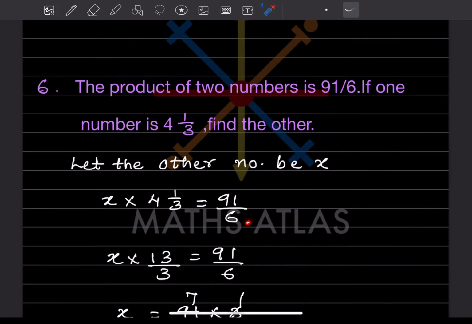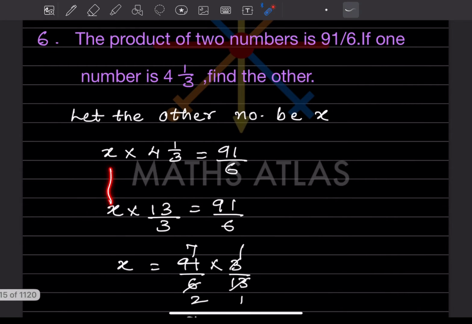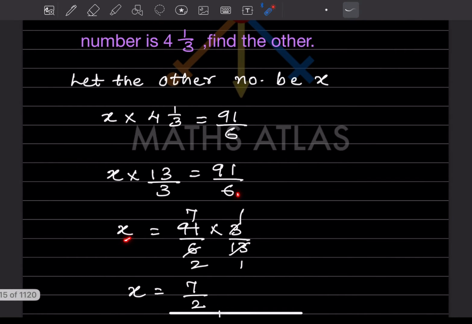So this is the important step. Now x will stay as it is. This is the mixed fraction, so that is going to be 12 plus 1, 13 by 3, and this will be 91 by 6. So x is going to be 91 by 6, and this now changes the side. It is going to this side. This is multiplication, so it will get flipped over.